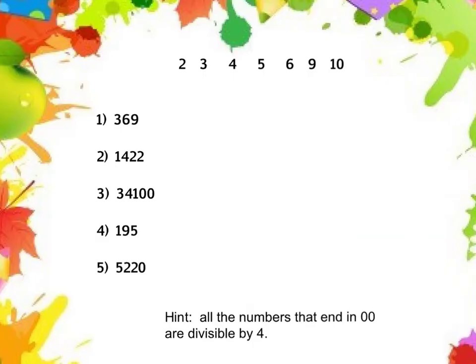Okay. The first problem, 369. 369 is not divisible by 2. But if we add the digits, 3 and 6 is 9, and 9 is 18. This number is divisible by 3. It is not divisible by 4, and it's not divisible by 5, but it is divisible by 9.